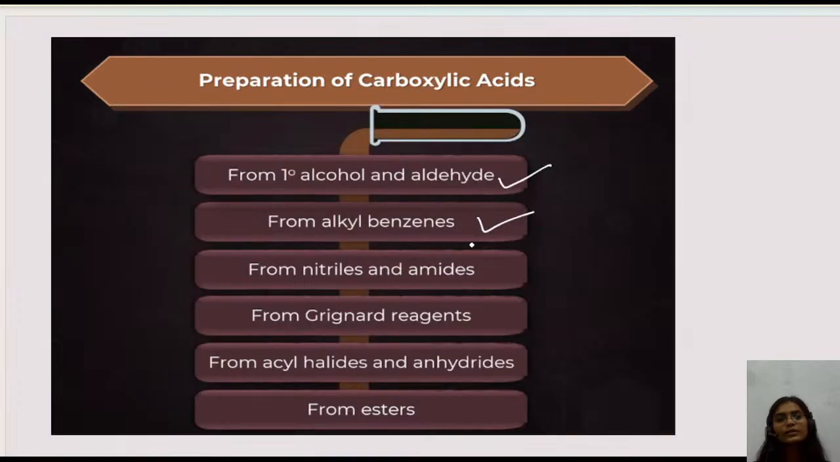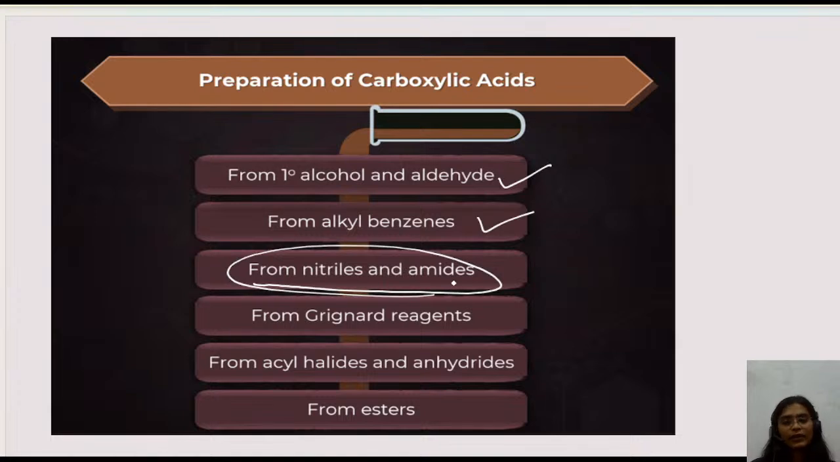Okay, so this part is covered, that is from alkyl benzene. Now let's talk about the nitrile and amide part. Here, technically, we are just dealing with the kind of reaction there. So let's discuss how.